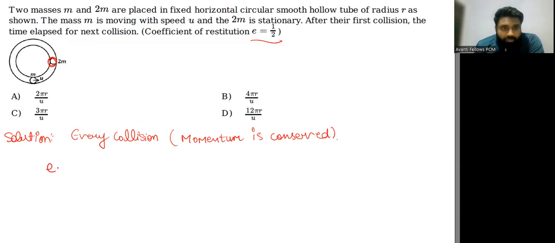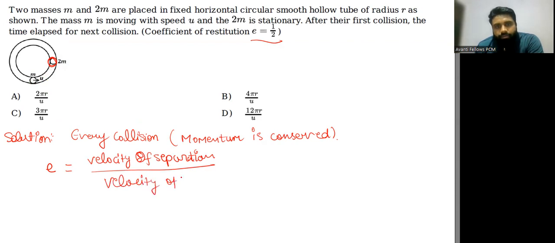So if you know the formula of coefficient of restitution, it is velocity of separation divided by velocity of approach. Okay. So initially, you can say this is the simpler method to solve this question. Velocity of separation is the velocity of one particle with respect to another particle when they are separating from each other. So this is a kind of relative velocity after collision, and that is why we are interested in that.